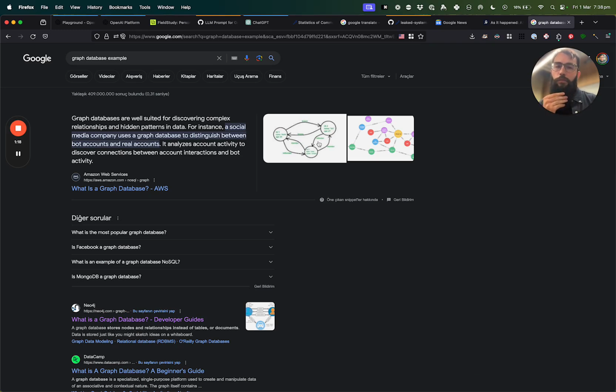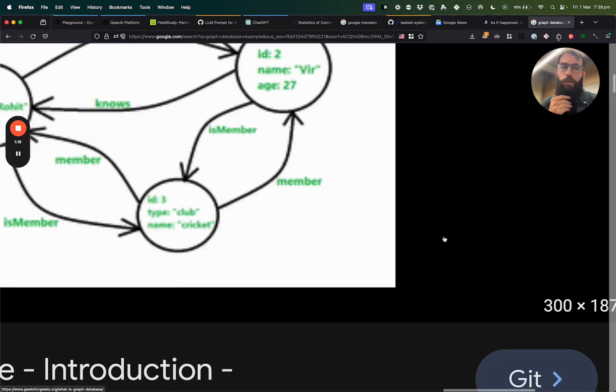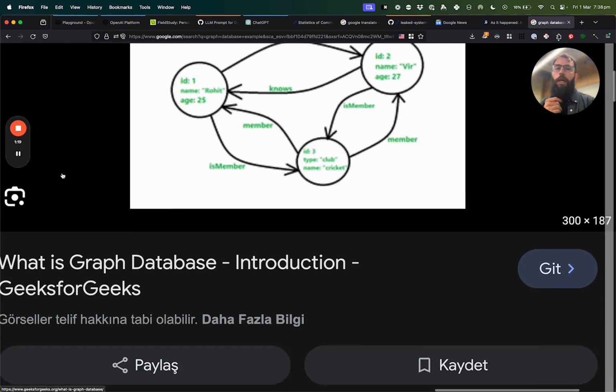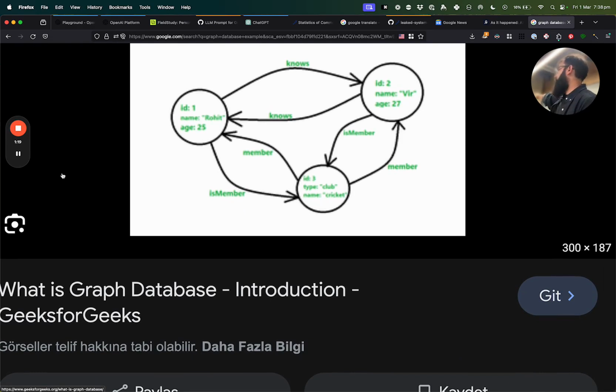So a graph database example could be something like this, where you've got, you know, a person and they're a member of this company, and they're part of this club, and there's information. The beauty with graph databases is you can take really complex ideas and turn them into these relational diagrams and store them in a database format.